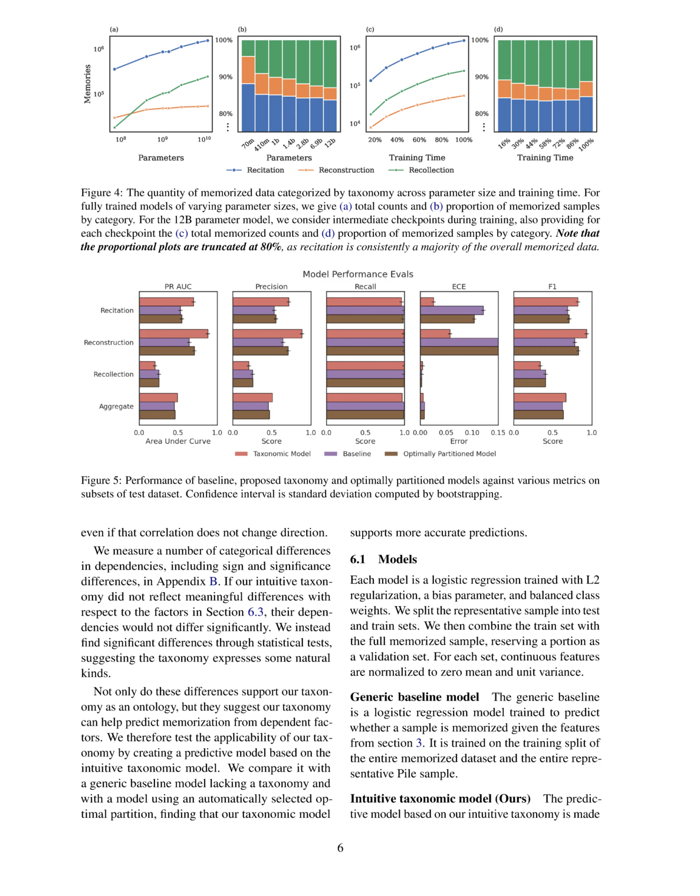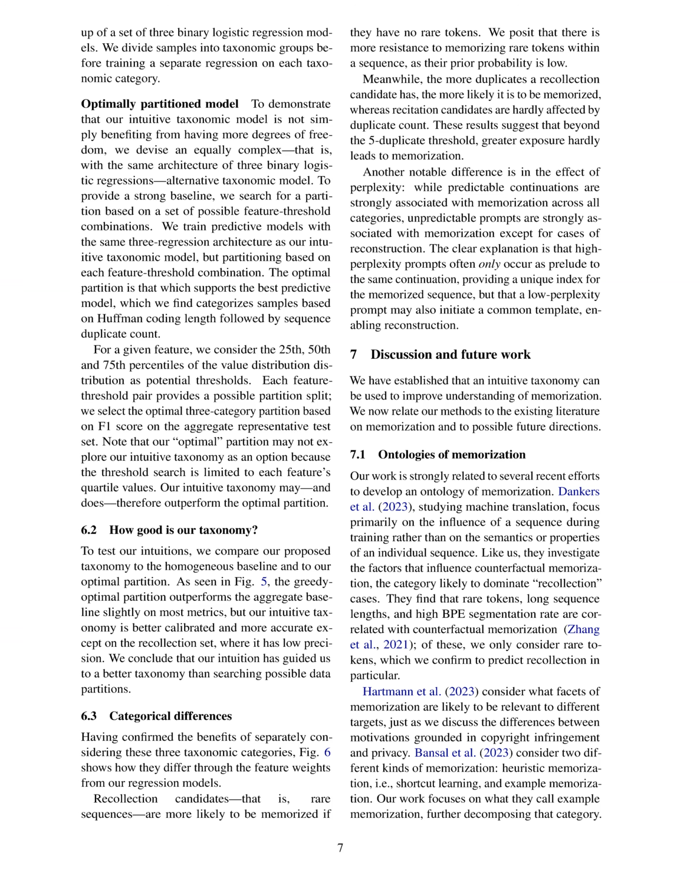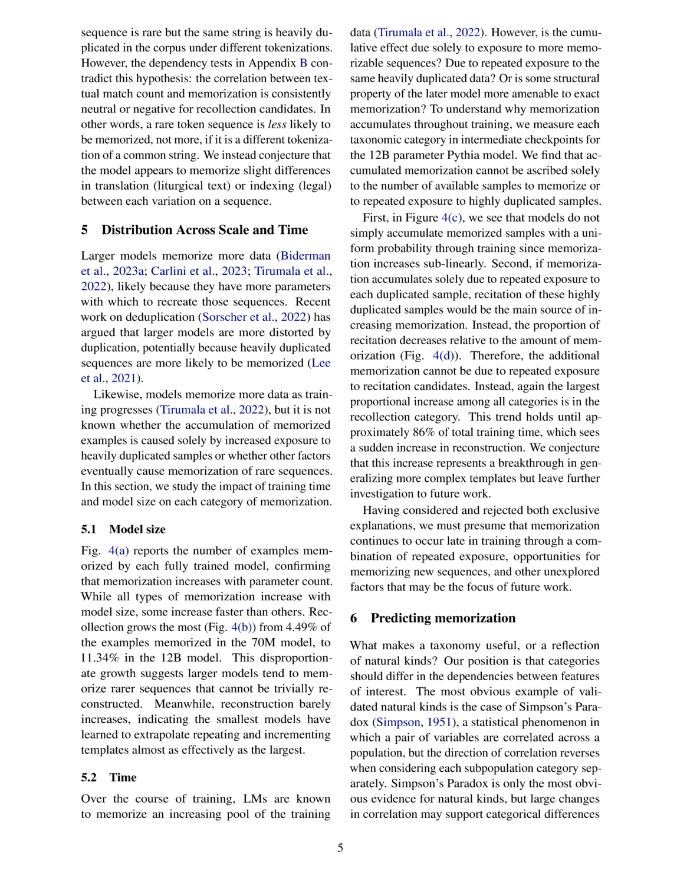The study compares the performance of these models using statistical tests and finds significant differences in dependencies between features, supporting the intuitive taxonomy as an ontology. The paper concludes that the intuitive taxonomy can help predict memorization from dependent factors, and that the differences in dependencies between categories suggest the taxonomy expresses some natural kinds. Additionally, the intuitive taxonomic model outperforms the optimally partitioned model, which was designed to have the same complexity but was based on different feature threshold combinations. Therefore, the intuitive taxonomic model is shown to be more effective in predicting memorization compared to both the generic baseline and the optimally partitioned models.